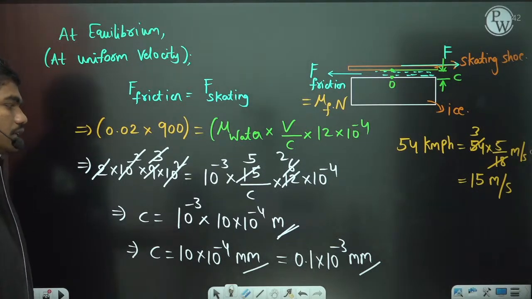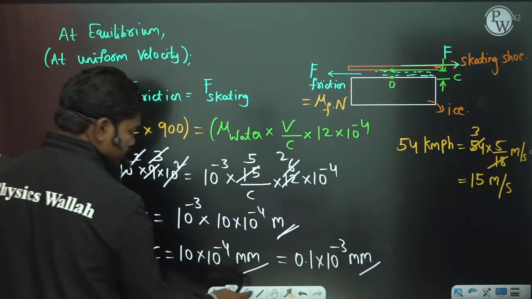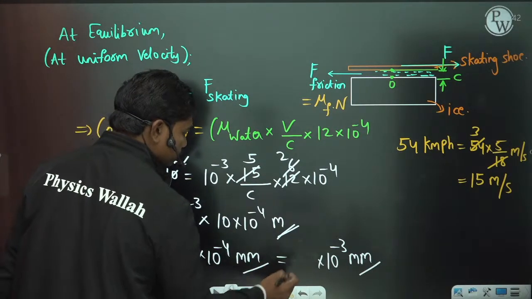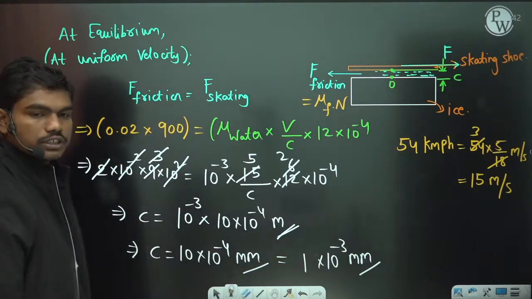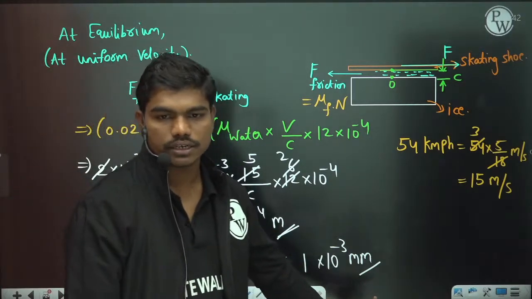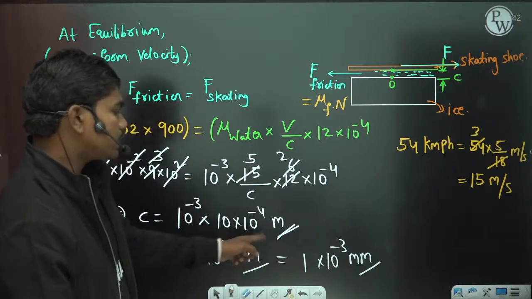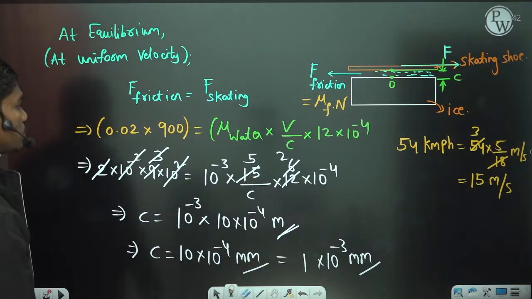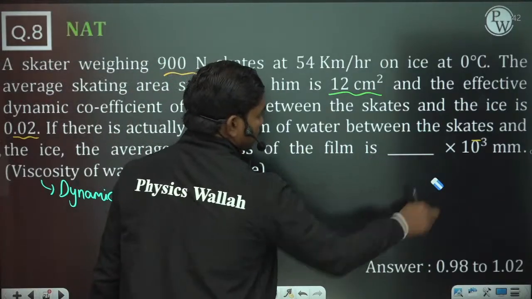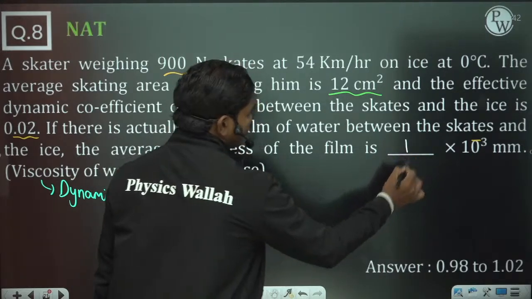1 in place of 0.1. Yes, correct. Here we made this mistake. Last step, conversion. Some 10 power minus 1 conversion we made. Yes, at this place. In the last line, we have made 1 zero excess. So 1 into 10 to the power minus 3. So this value is 1 into 10 to the power minus 3. Okay, 1 into 10 to the power minus 3.